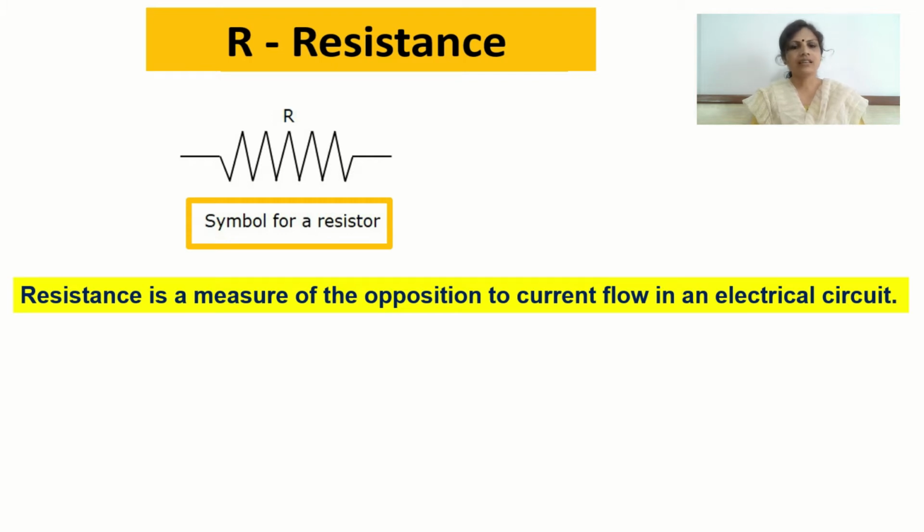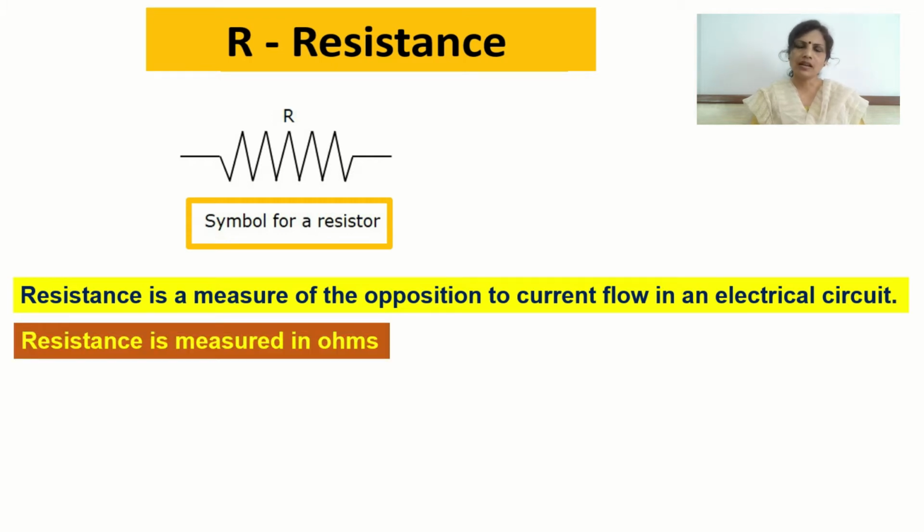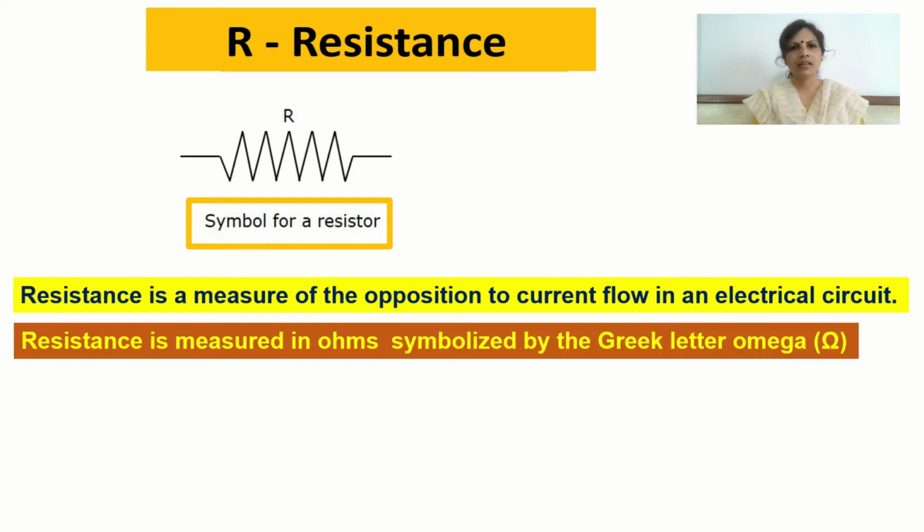This resistance is measured in ohms, and the symbol of ohm is omega. This unit for resistance is given as ohm so as to honor the work of Sir George Simon Ohm, who is a pioneer in inventing Ohm's law.